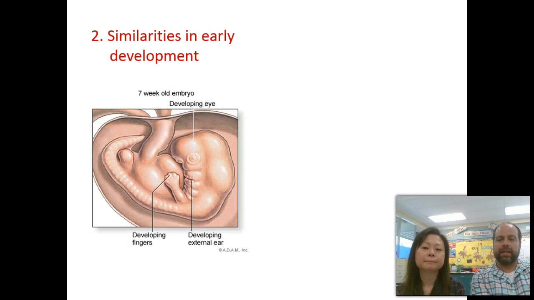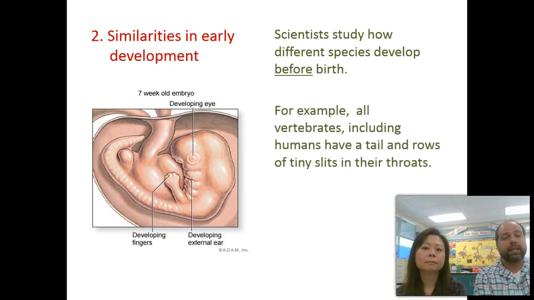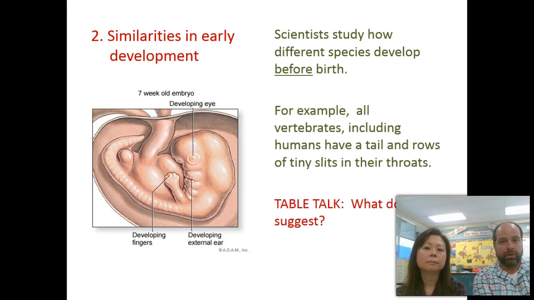The other evidence that scientists use for evolution is our development early on in the embryonic stage. This is when you're still in your mom's womb, when the cat's still inside the mother. Our development inside that womb, the embryonic development, is extremely similar. For example, all vertebrates have tiny slits in their throats during the embryonic development. And a tail. And a tail is absolutely right.